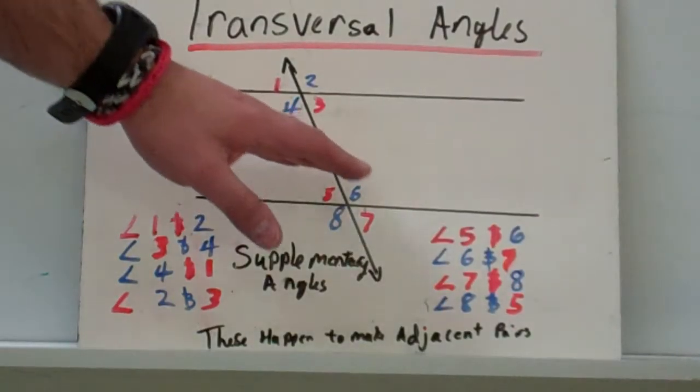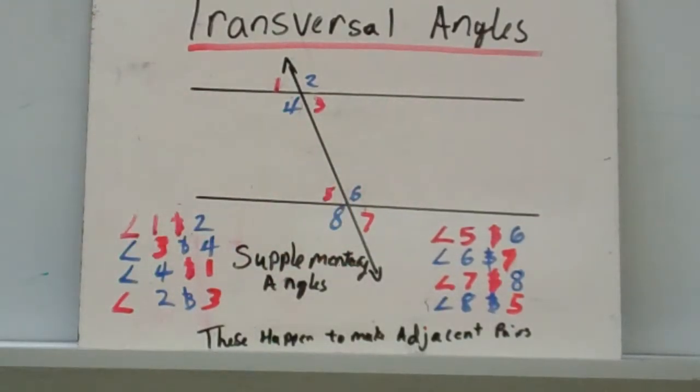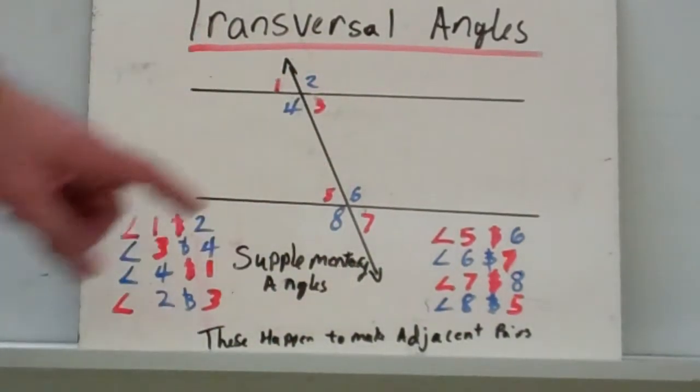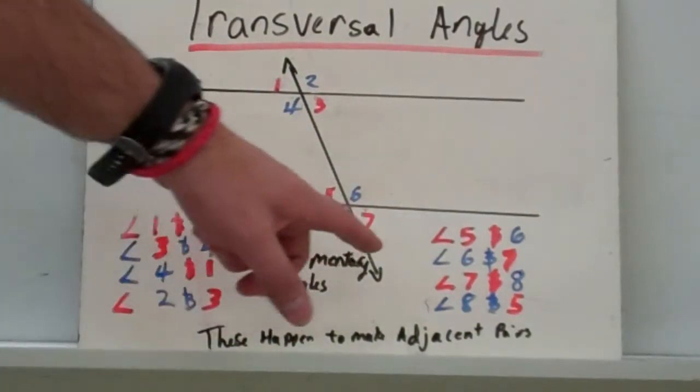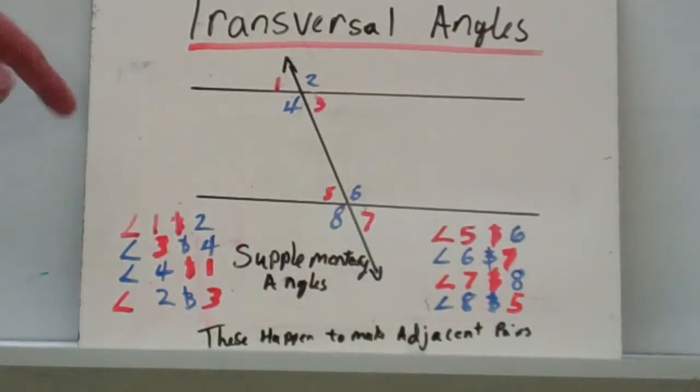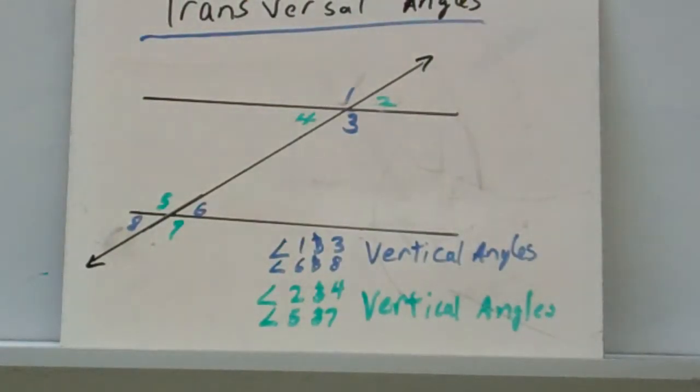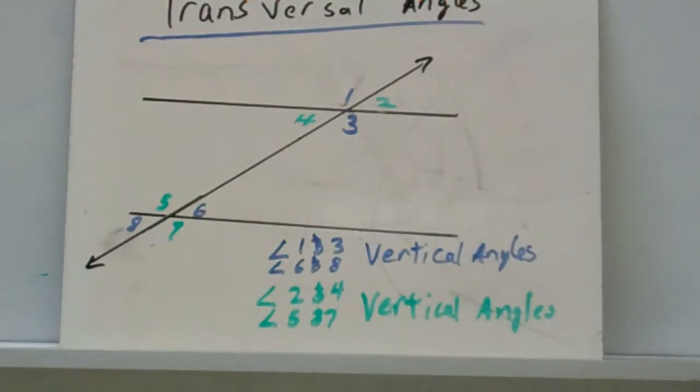And if we look at the other half of the transversal, the same thing carries through. Angle 5 and 6 are supplementary, angle 6 and 7 are supplementary, angle 7 and 8 are supplementary, and angle 5 and 8 are supplementary as well. There may be times where angles are complementary, but we're not really going to focus on those. Remember that complementary angles are angles whose measures sum to 90 degrees.